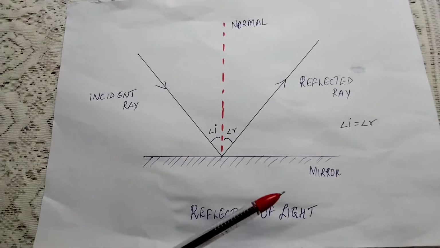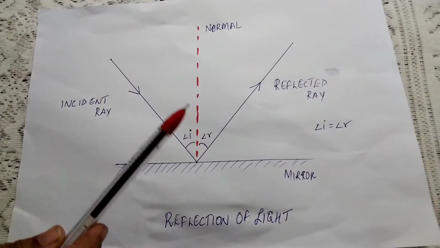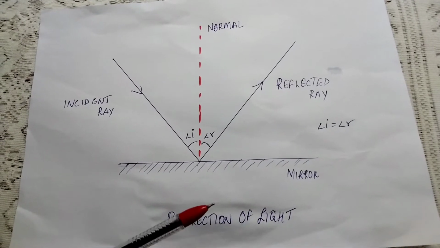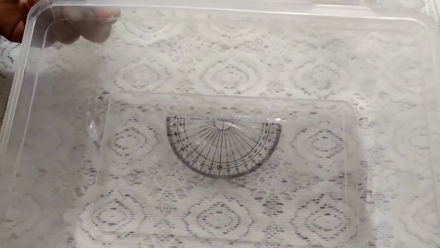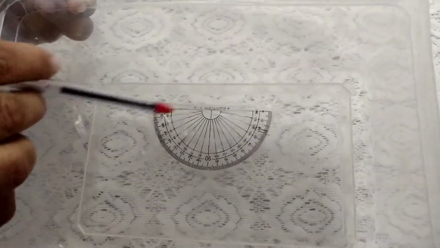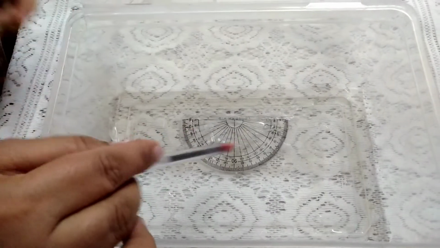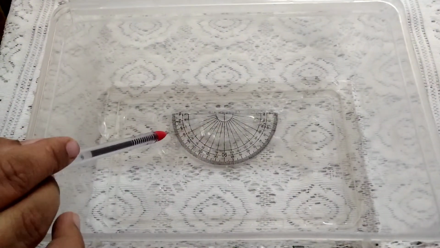Now we are trying to prove these two laws, basically the second law, through a small experiment which you also can do at home very easily. So let us start. Here I have taken a transparent box in which I have attached a protractor at the base of the box. I have secured the protractor using transparent tape.